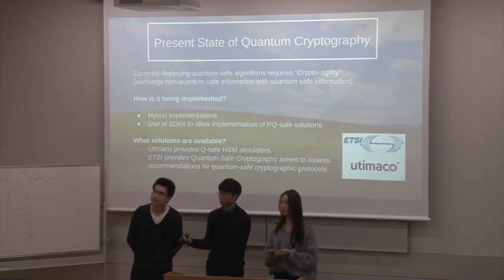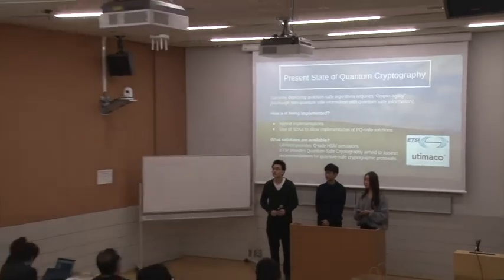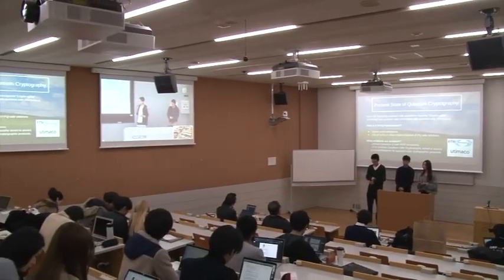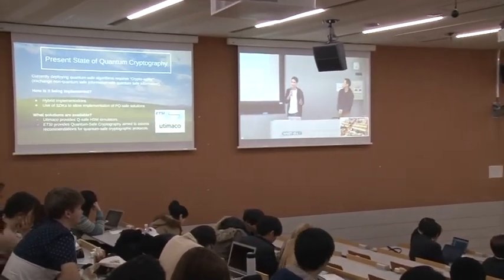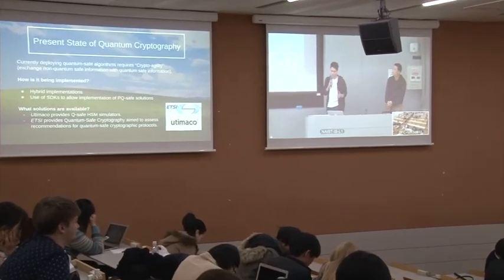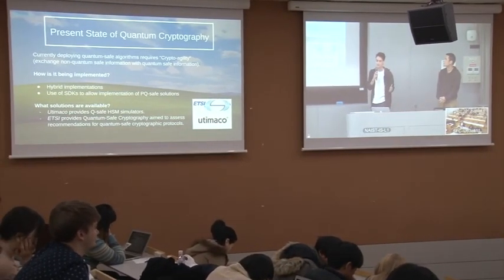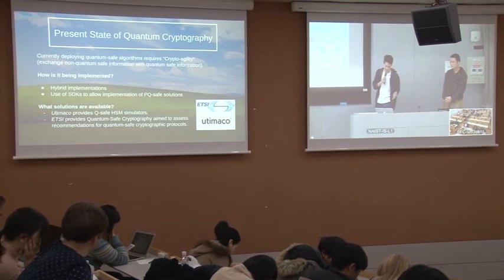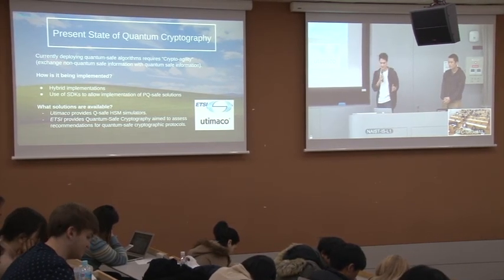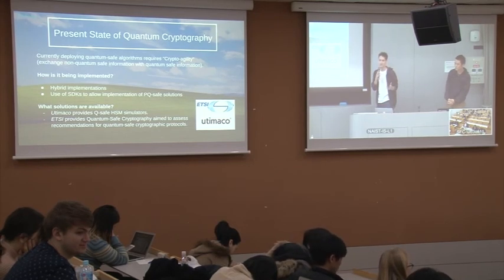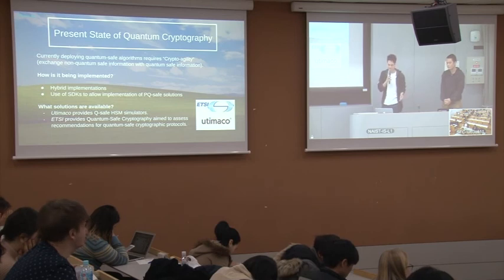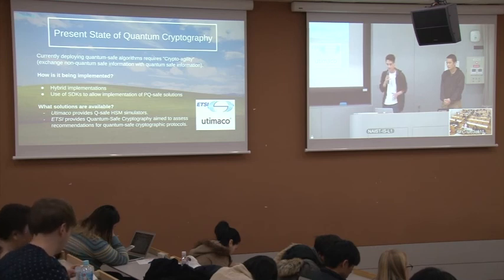What's the present state of quantum cryptography? If you're a company designing products, schemes, and architectures, you will need to replace certificates, secure elements, and exchange crypto material with material generated using the new quantum-resistant algorithms. So implementing and deploying the quantum safe material will require what we call crypto agility. What exactly is crypto agility? Basically, it is exchanging non-quantum-safe information with quantum-safe information for the new systems.